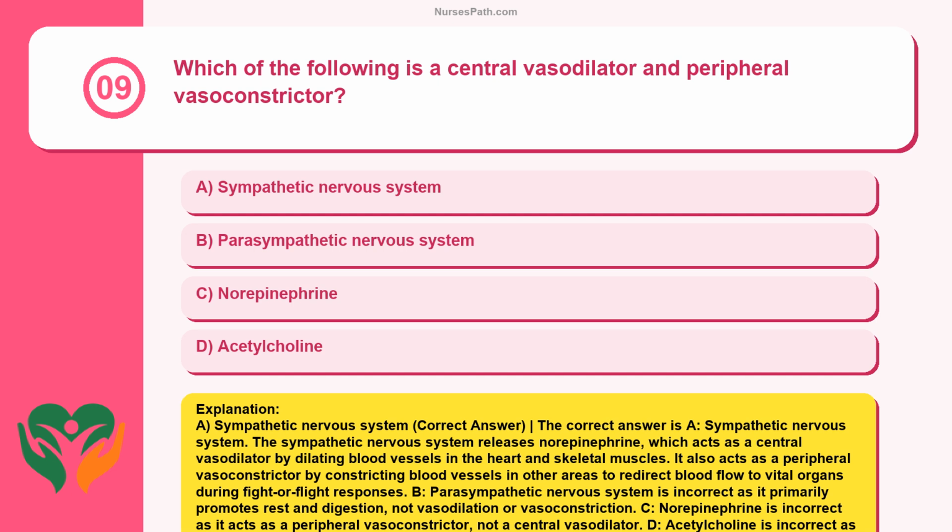B. Parasympathetic nervous system is incorrect as it primarily promotes rest and digestion, not vasodilation or vasoconstriction. C. Norepinephrine is incorrect as it acts as a peripheral vasoconstrictor, not a central vasodilator. D. Acetylcholine is incorrect as it primarily functions in the parasympathetic nervous system and is not associated with central vasodilation or peripheral vasoconstriction.